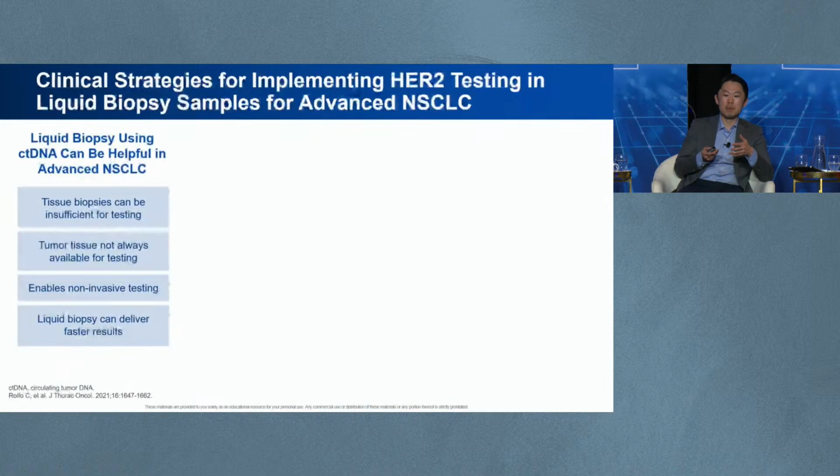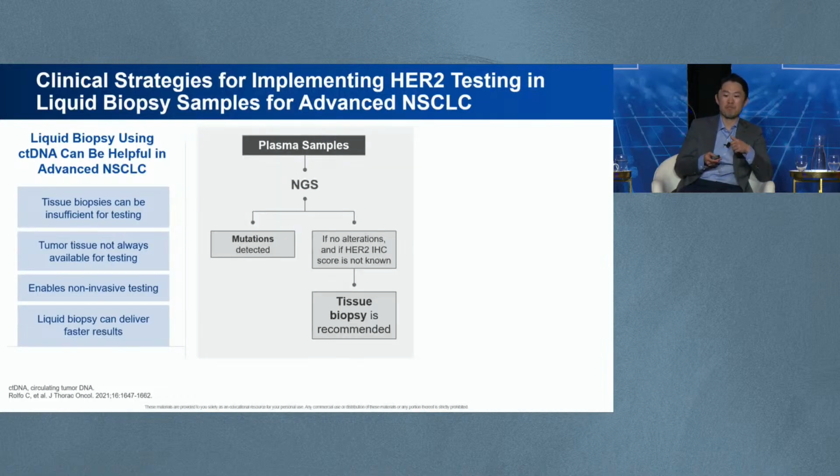And so to talk a little bit more about different strategies for implementing liquid biopsy for patients with advanced non-small cell lung cancer, in particular with HER2, liquid biopsies can be really helpful in a lot of clinical scenarios. Especially when tissue biopsies are insufficient for testing, right, as it was the case before, where tissue is not always available for testing. These are referral patients, and the block might be in a different hospital. And really, this enables non-invasive testing, and oftentimes the results come back faster because you're bypassing a lot of the tissue workflows.